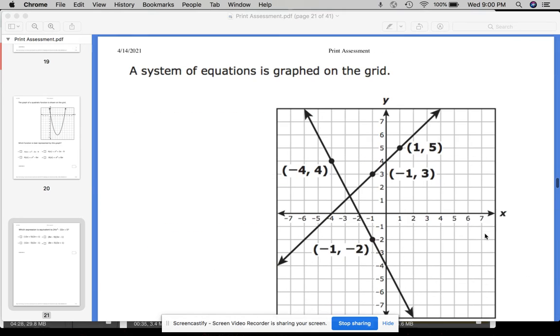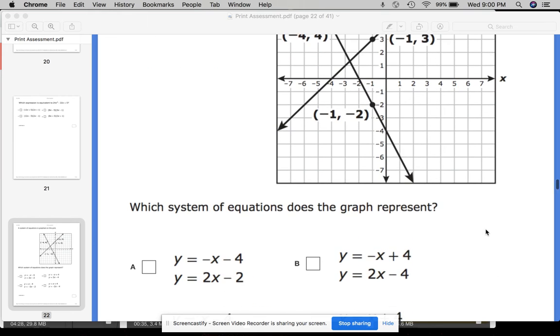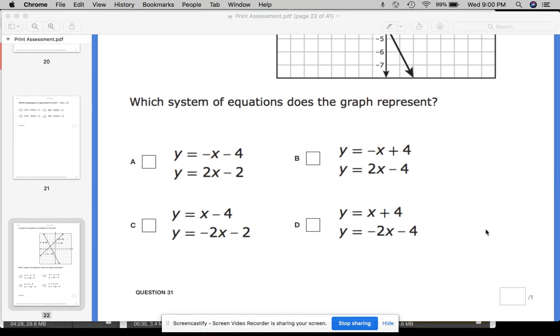Question 30. A system of equations is graphed on the grid. The points are (negative 4, 4), (negative 1, negative 2), (negative 1, 3), and (1, 5). Which system of equations does the graph represent?